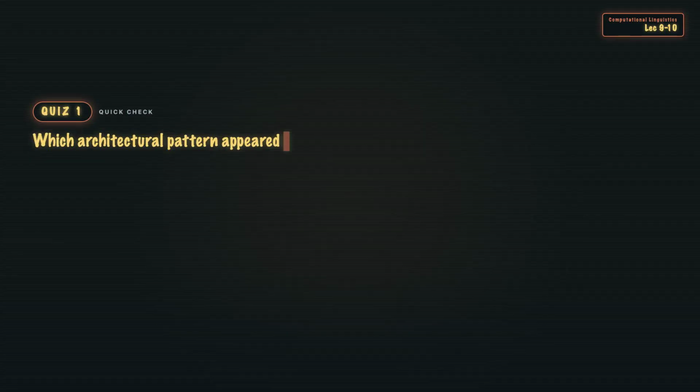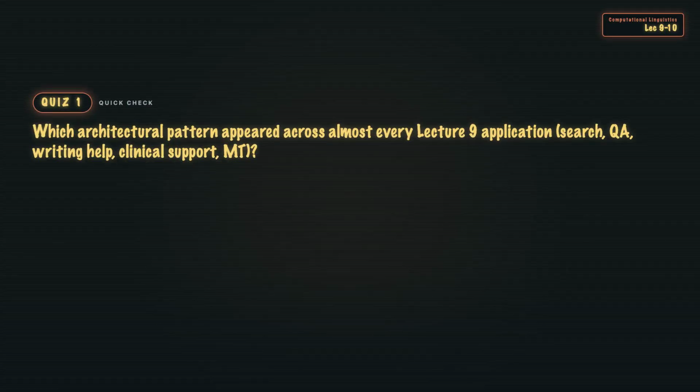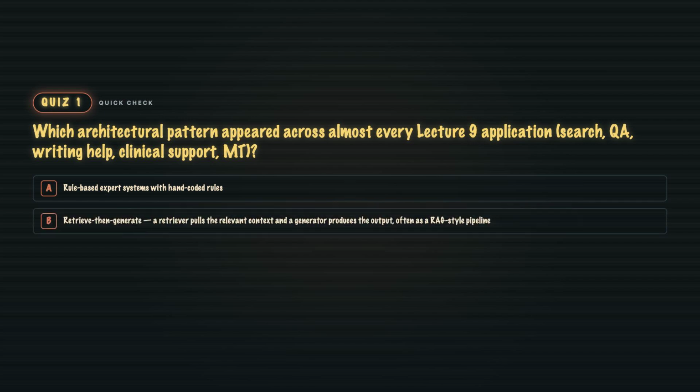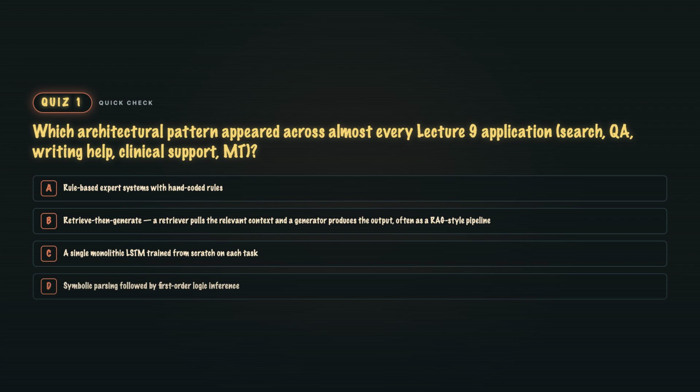Quiz 1. Which architectural pattern appeared across almost every Lecture 9 application? Search, QA, writing help, clinical support, MT? A. Rule-based expert systems with hand-coded rules. B. Retrieve then generate. A retriever pulls the relevant context and a generator produces the output, often as a RAG-style pipeline. C. A single monolithic LSTM trained from scratch on each task. Or D. Symbolic parsing followed by first-order logic inference.